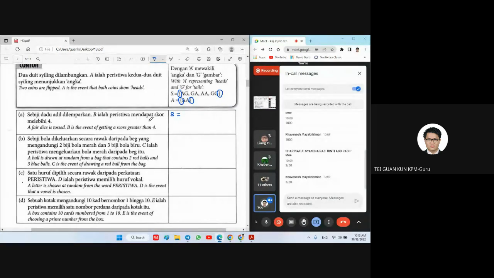You will get numbers, isn't it? What numbers will you get? A dice. What number will you get when you toss a dice? Bila you baling, you lempahkan, you baling dadu, you akan dapat nombor kan? Apa nombor yang kamu akan dapat? What is the numbers you will get when you toss a dice?